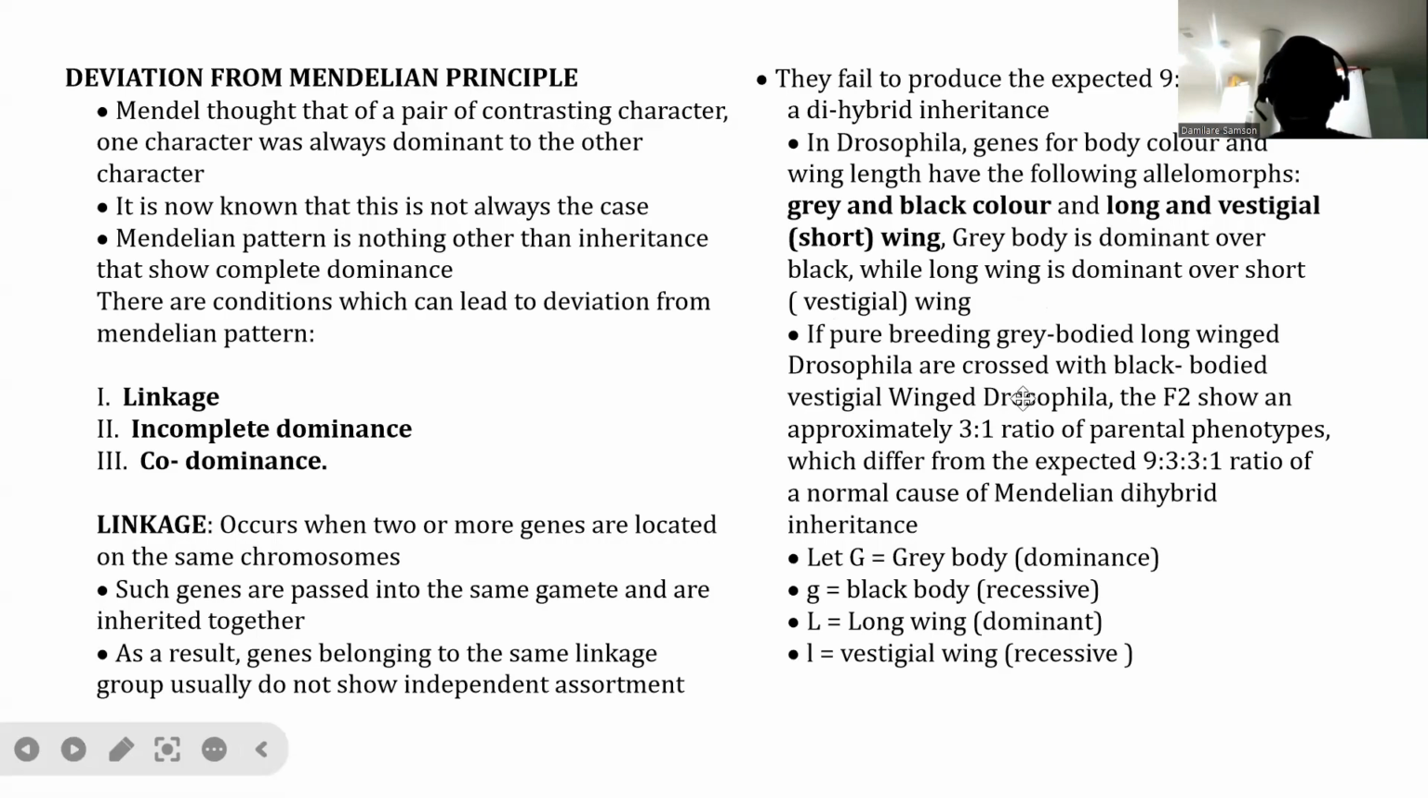Now, as I've been talking about, this is where we start the deviation from Mendelian principles. There are three main deviations from Mendelian principles, and we have used time to solve questions on one of them, which is incomplete dominance. The three deviations are: 1, incomplete dominance; 2, codominance; and 3, linkage.